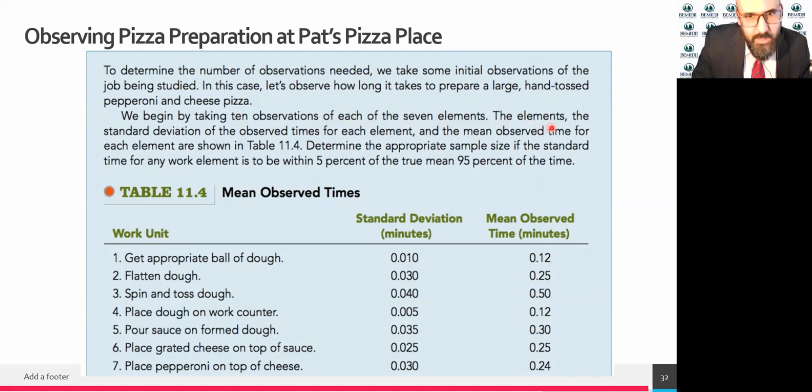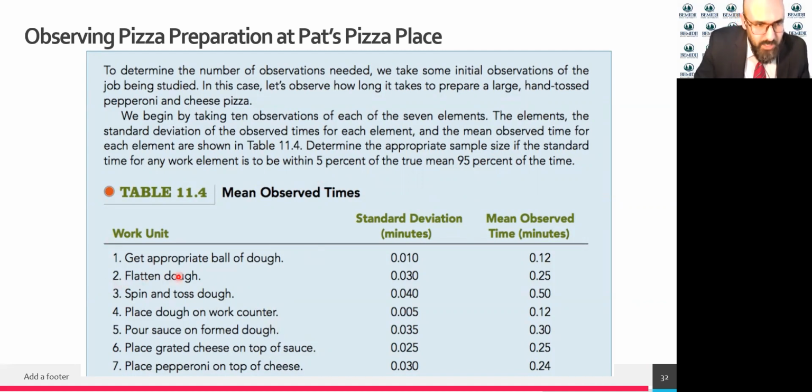The standard deviation of the observed time and the mean observed time for each element are shown in this table right here. Determine the appropriate sample size. This is the first thing we need to do: how many observations we should take if we want the standard time element to be within 5% of the true mean at 95% confidence. So Z would be 1.96 from the table or from the appendix, and A is equal to 5.